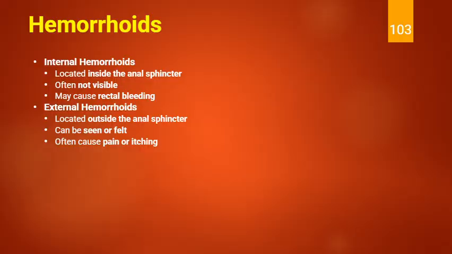Hemorrhoids are classified into two main types, internal and external hemorrhoids. Internal hemorrhoids occur inside the anal sphincter, which is the muscle that controls the passage of stool. These hemorrhoids are usually not visible externally, but they may bleed during bowel movements. External hemorrhoids occur outside the anal sphincter. They are easier to see and feel and may appear as swollen projections around the anus. External hemorrhoids are often associated with pain, discomfort, or itching.